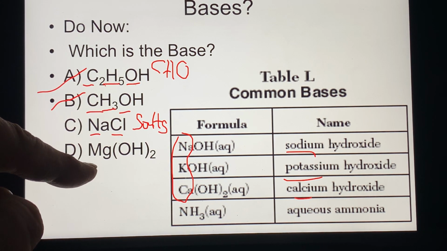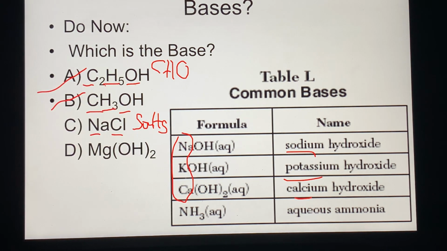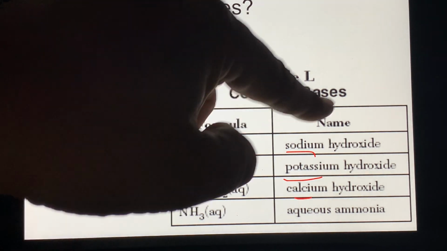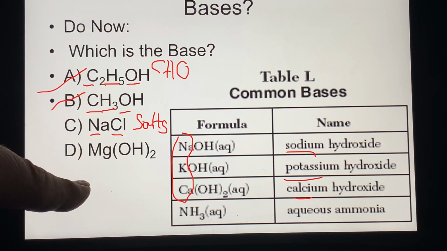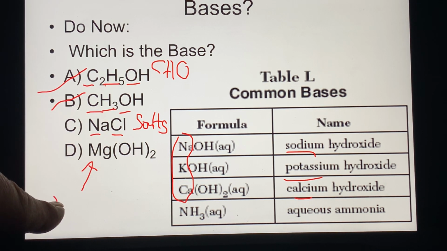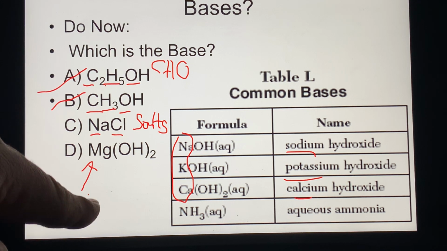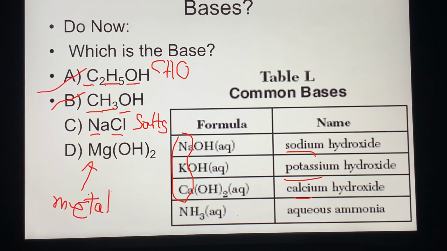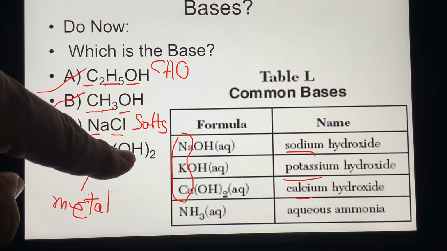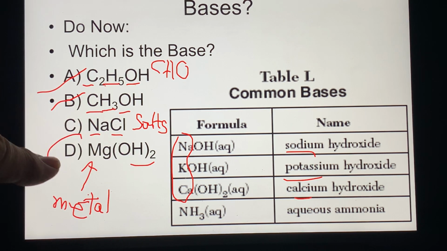Well, how come Mg(OH)2 is not on table L? Well, these are some common bases. They're not all going to be there. But what do they have in common? Well, this is a metal. It's a group 2 metal, right? If you remember back what we learned, group 2 had a name. That was called alkaline earth metal. So you have a metal with the OH that produces your base. Okay, let's move on.